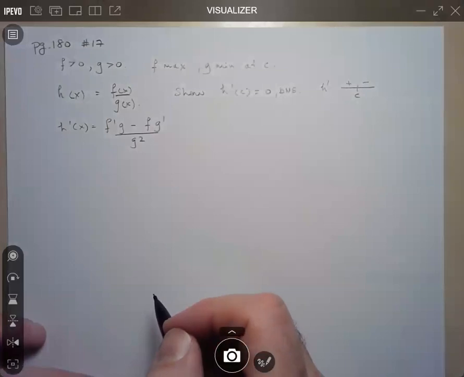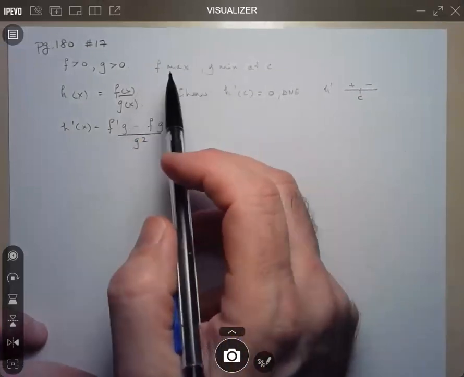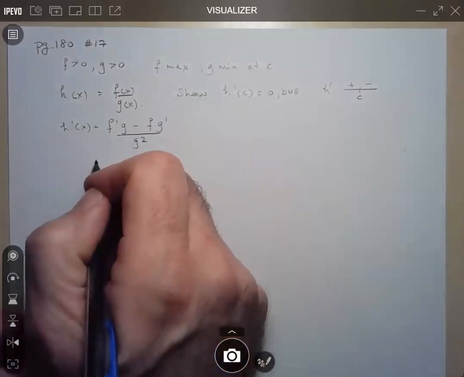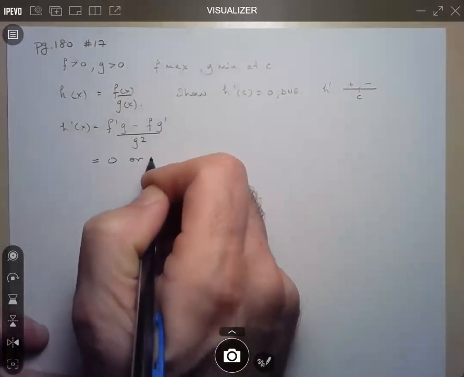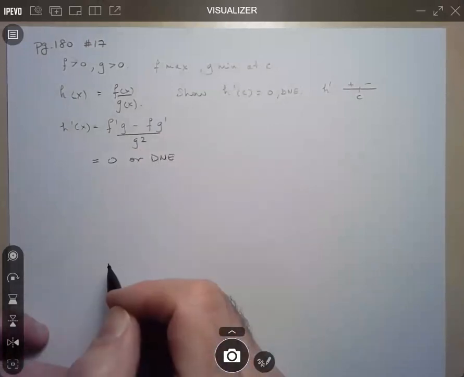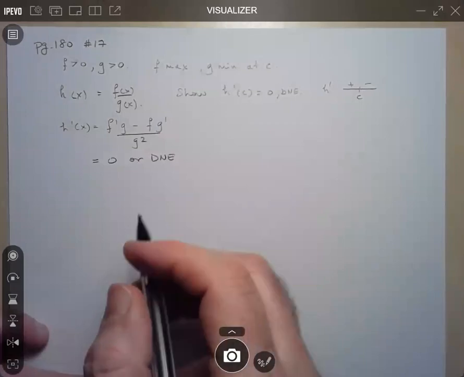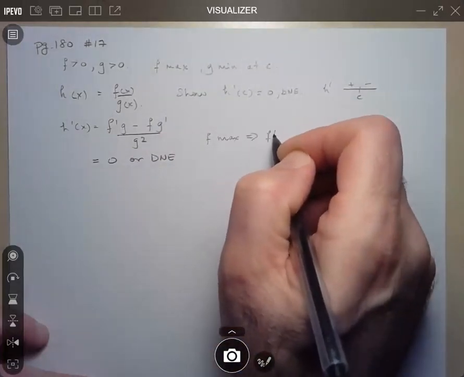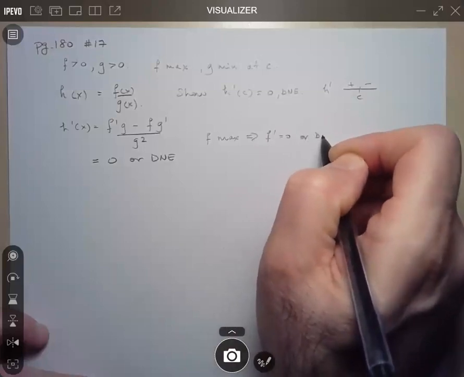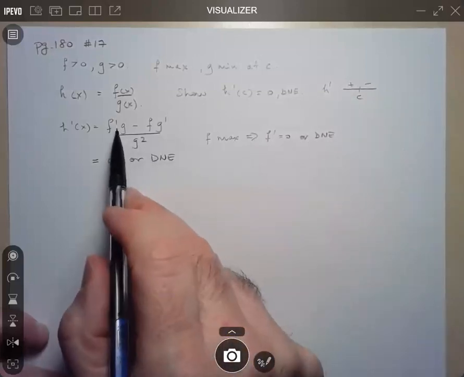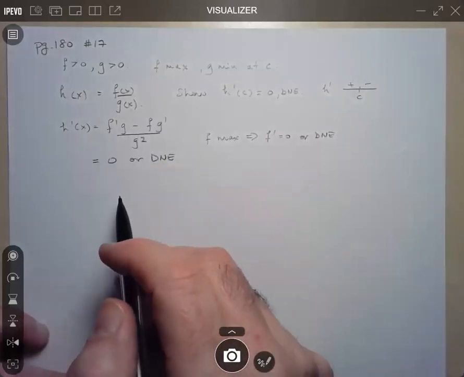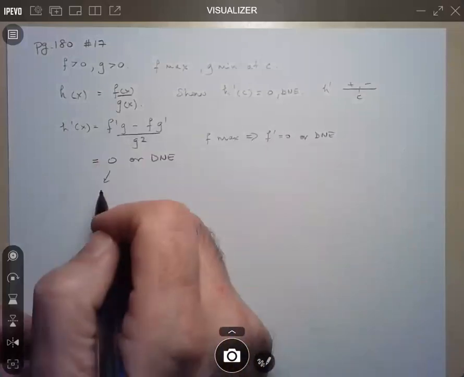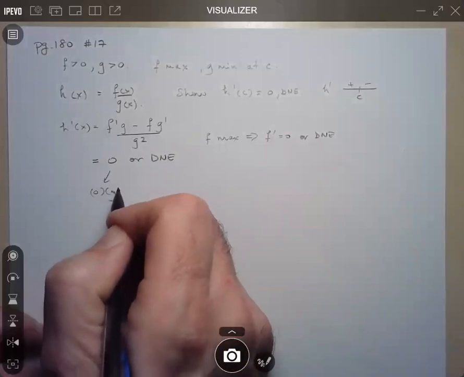Okay, and here, this is where we're going to use that f and g have a max and a min. Okay, so here I'm going to say that this is equal to 0 or does not exist. Now we have to justify why that's the case. Well, f has a max, therefore f prime is equal to 0 or does not exist. So if f prime doesn't exist, this whole thing won't exist. Okay, and if f prime is equal to 0, then we know that this first part is just going to be 0 times whatever g is, 0.